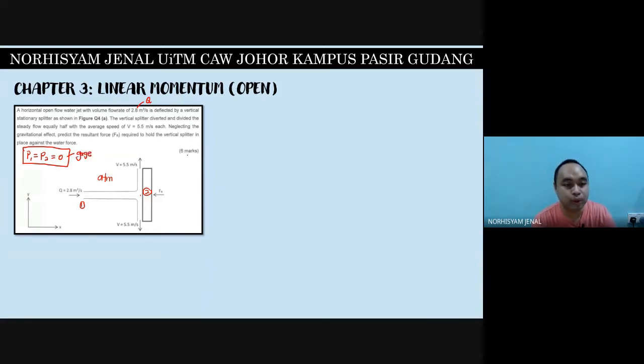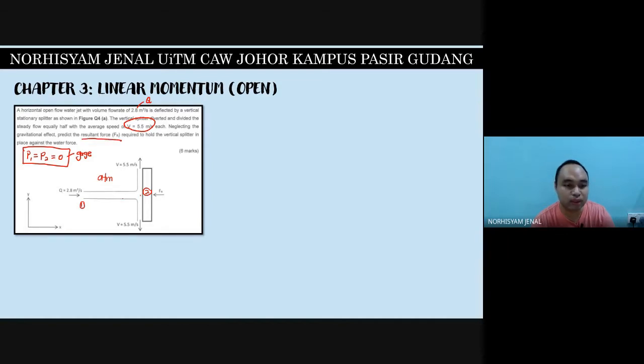So to continue, we have to check the velocity. If you read again, the vertical splitter diverted and divided the steady flow equally in half, with an average speed of velocity equal to 5.5 meter per second each. So the velocity here is 5.5. Neglecting the gravitational effect, predict the resultant force required to hold the vertical splitter in place against the water force. The question asks for the resultant force.